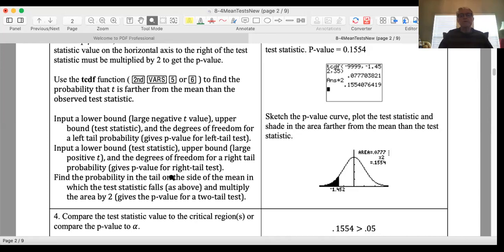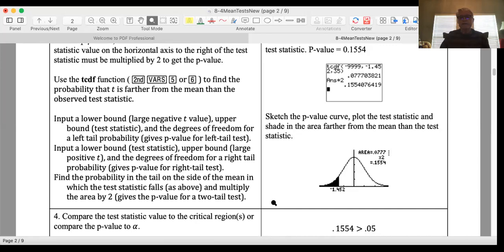If that test statistic were on the right, we would find the area underneath the curve farther to the right of the test statistic. And the lower bound would be the test statistic, and the upper bound would be positive infinity, or a large positive number. So we're going to have negative infinity for our lower bound, and the test statistic negative 1.452 for our upper bound. And then once we find that area, since this is a two-tailed test, we have to multiply that area by 2 to get the p-value.